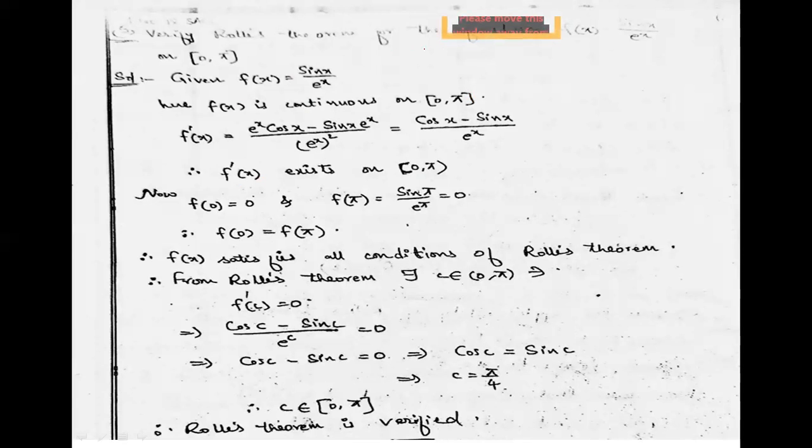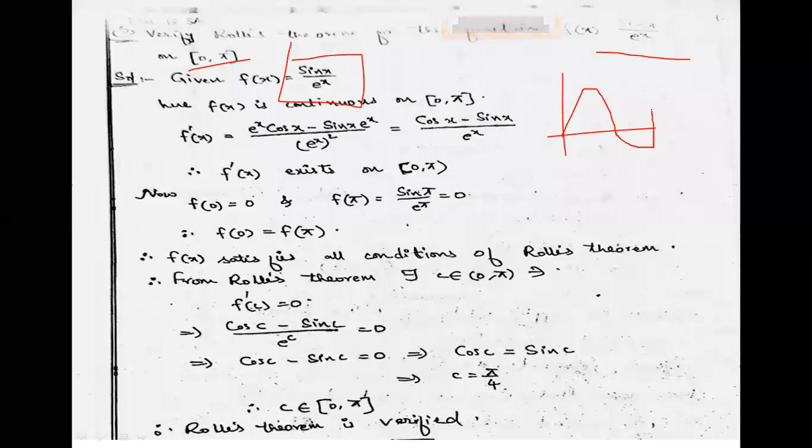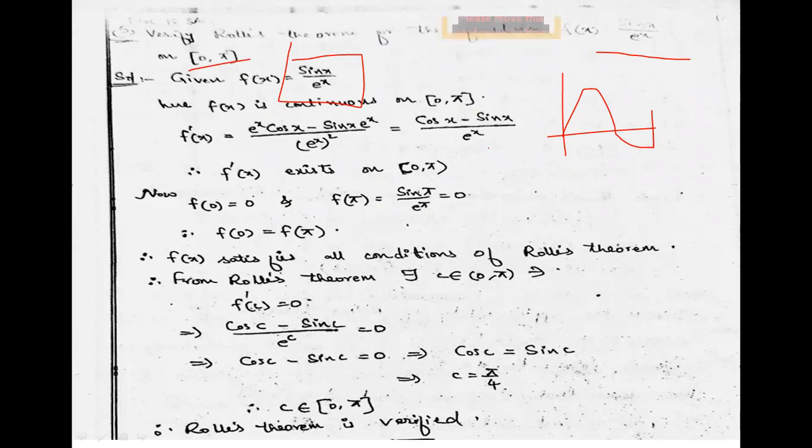Verify Euler's theorem for the given function sin x by e power x on 0 comma pi, closed interval 0 comma pi. So now we have to check if it is continuous or not. We can see that it is continuous. The sine function is continuous between 0 and pi, so yes, it is continuous.